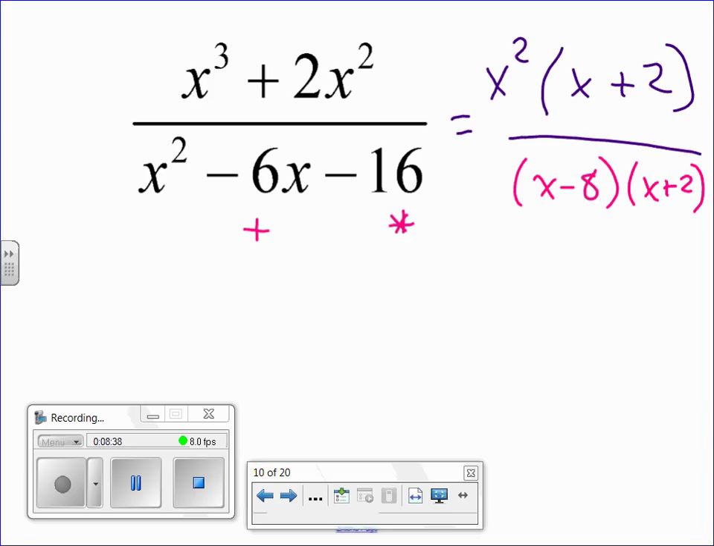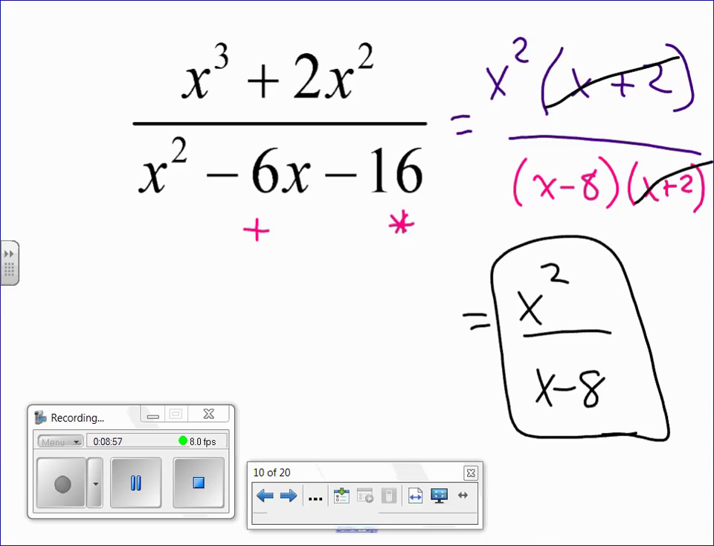So my top is factored, and it's written as a product of two things, and my bottom is factored. It's written as a product of two binomials. Any factors you see that are lining up, you can cross off. So x plus 2 and x plus 2 could be gone, and my final simplified equation is x squared over x minus 8. It's actually a simplified expression. It's not technically an equation.